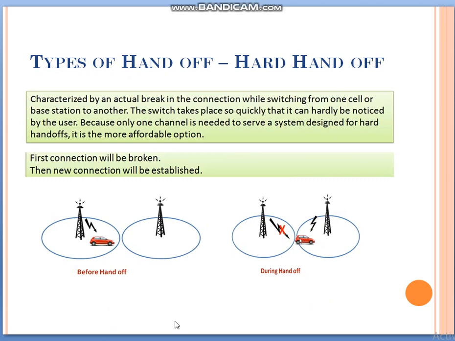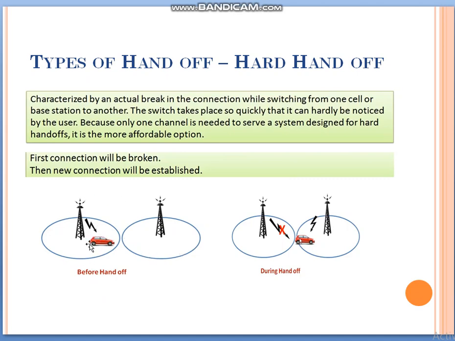And there are two types of handoff, one is hard handoff, and second is soft handoff. And what is hard handoff? In hard handoff, actually there is a break in the connection while switching from one cell or base station to another. The switch takes place so quickly that it can hardly be noticed by the user, because only one channel is needed to serve the system. Hard handoff is a more affordable option.